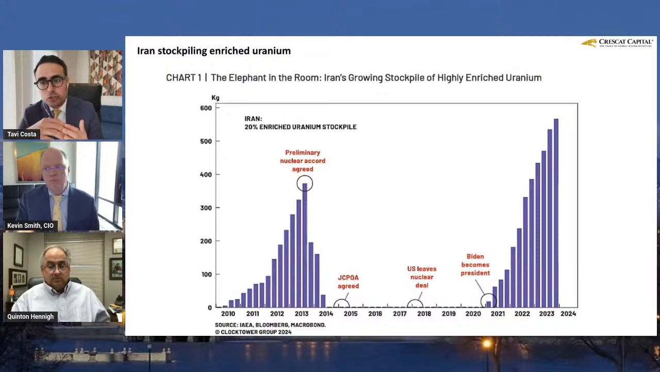I don't understand why Trump hasn't used this against him, to be honest, but it is a shocking chart to look at how much Iran has increased their inventory of enriched uranium since Biden's presidency started. So it is a little scary chart, certainly. And to me, that points out another risk that is not priced into the oil markets too. But let's go to the next chart.